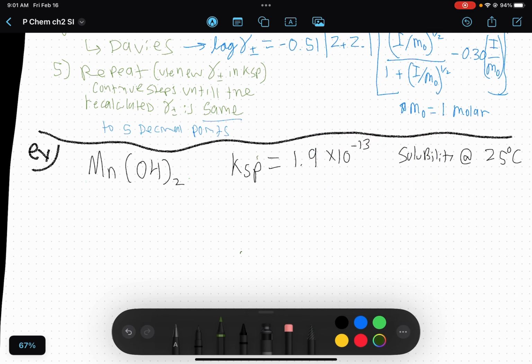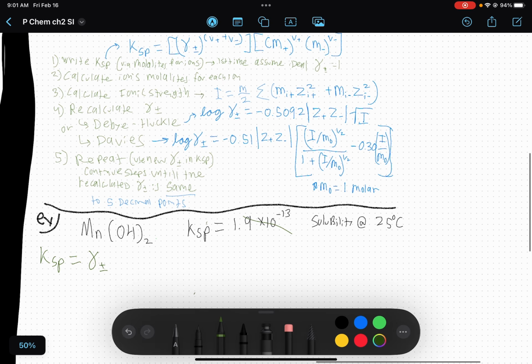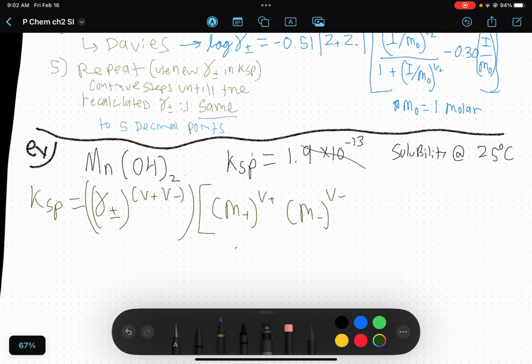So then from there, we write out our KSP. So KSP is equal to gamma plus minus to the power of V plus plus V negative, times M plus to the V plus and M negative to the V negative. I might want to move that down. Is this a selection?